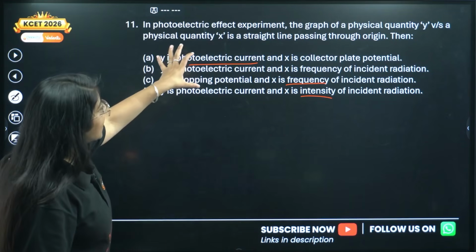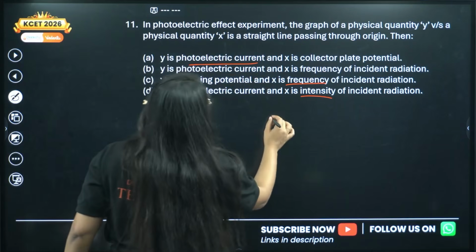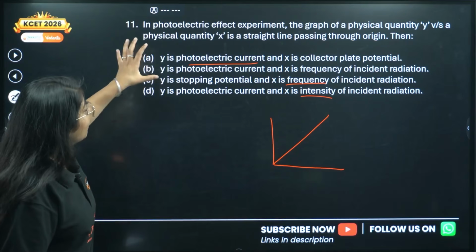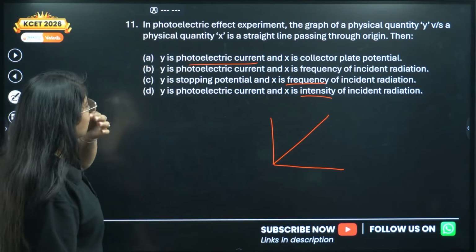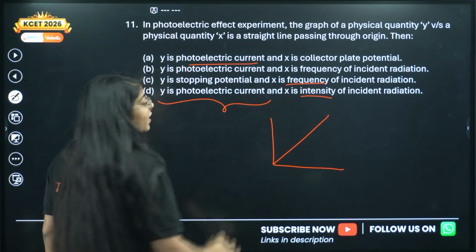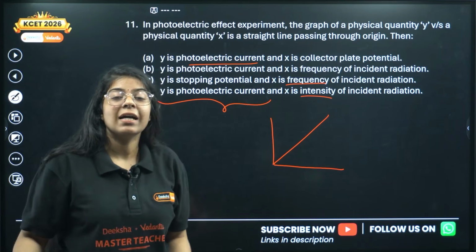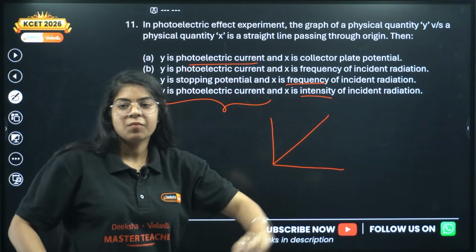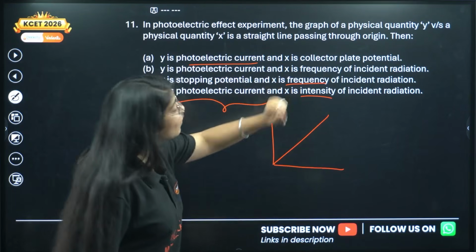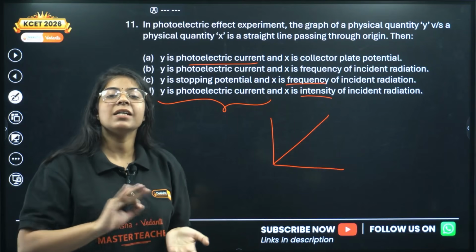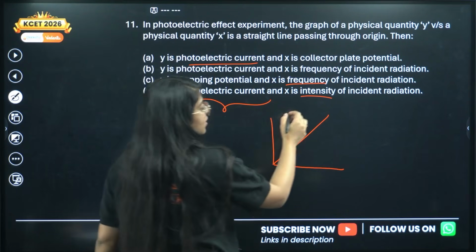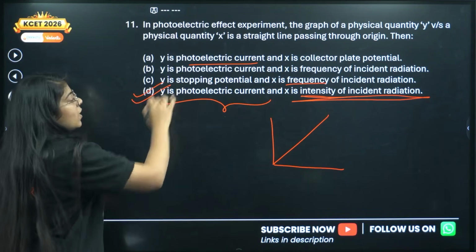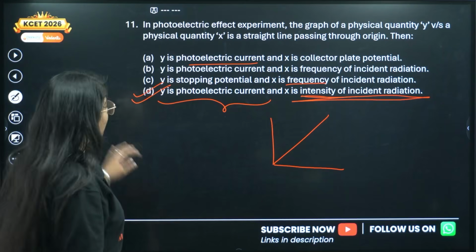So they are saying the graph between y and x. So the graph between y and x is a straight line. Now photoelectric current, if we have to see, photoelectric current varies linearly with what? Current varies linearly, not with frequency, not with potential, not with the frequency of incident radiation, but it varies linearly with intensity of incident radiation. So this fourth option is true, that is option number D, correct?